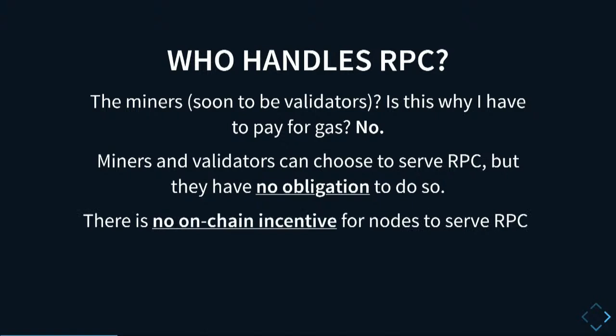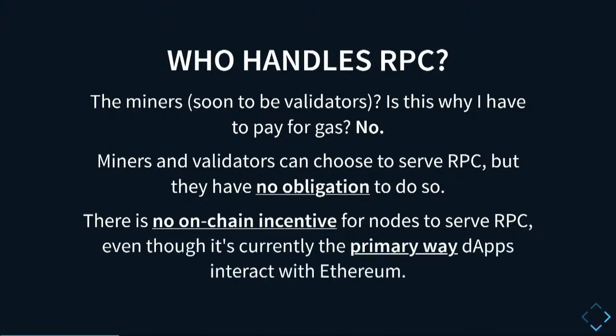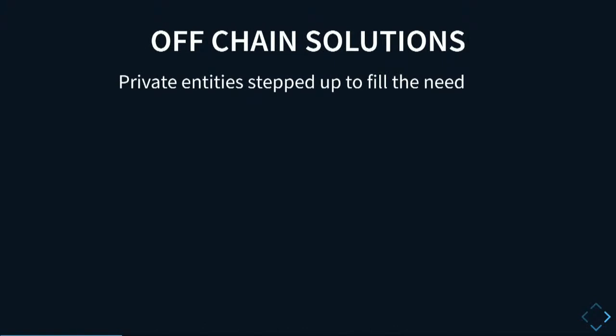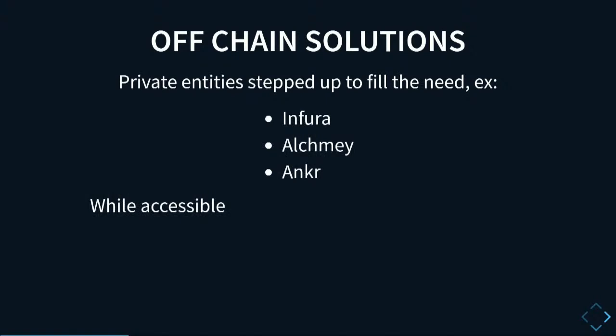So while there are incentives to keep the blockchain data valid, there's no way to incentivize nodes to provide service in the way that every application uses it today. As a solution to this, private entities have really stepped up to fill this space. Some examples of these are Infura, Alchemy, Anchor. And these are great products. They make blockchain development super accessible, but they're centralized.